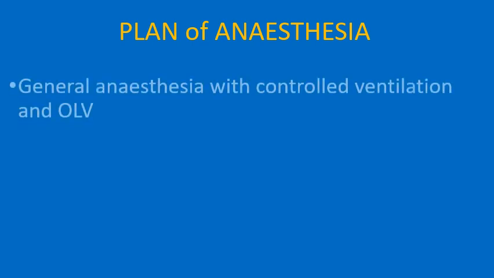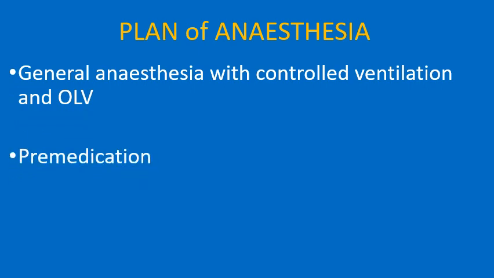Now coming to the plan of anesthesia. What is our plan of anesthesia in a thoracotomy patient? Our plan of anesthesia is definitely general anesthesia with controlled ventilation. And now coming to premedication. In premedication, we should avoid anticholinergics because they dry up the secretions and make suctioning difficult. That is why glycopyrrolate is usually avoided.